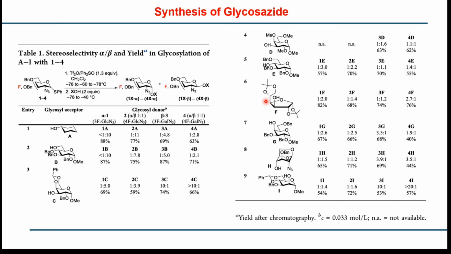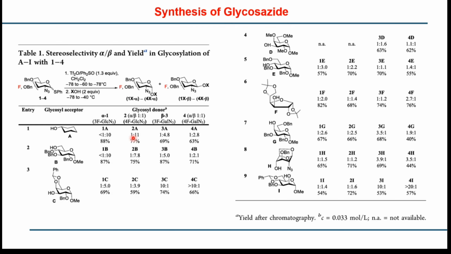And then they have taken a pentose furanose sugar also, where the hydroxy is axially oriented. And then 7, 8, 9, those have axial hydroxy groups, and those are secondary also. These are the least reactive acceptors they have taken.